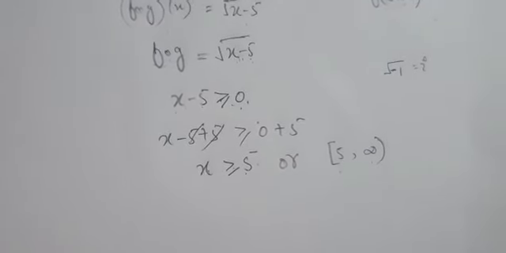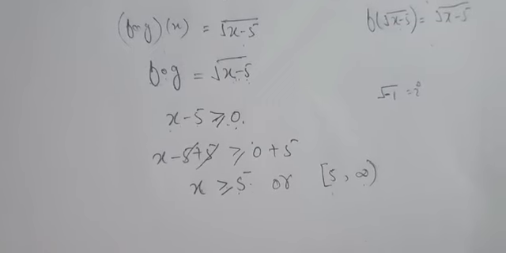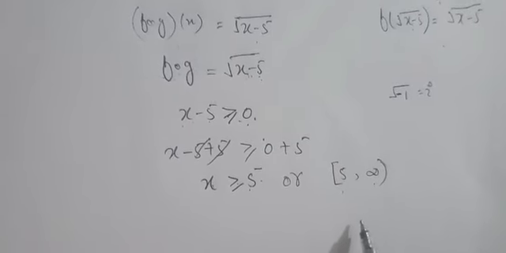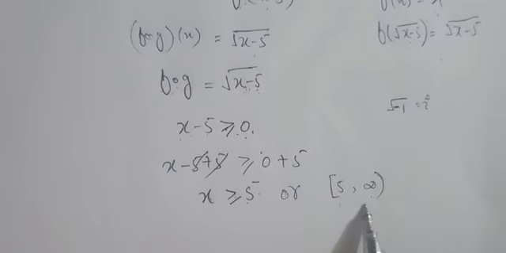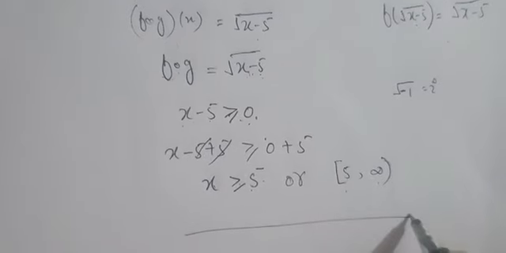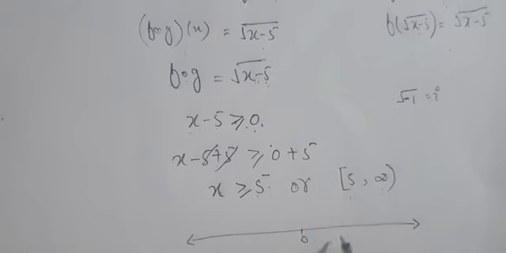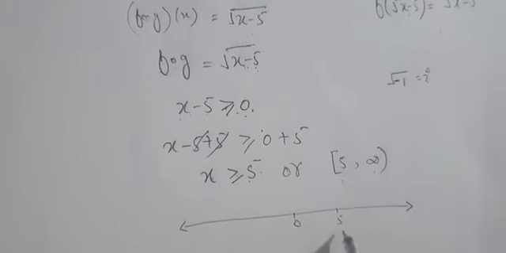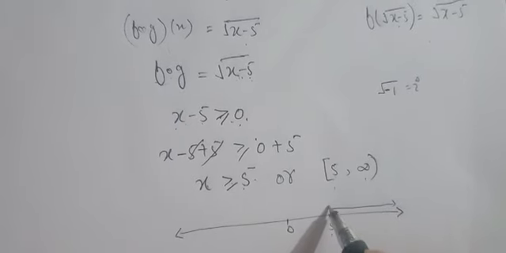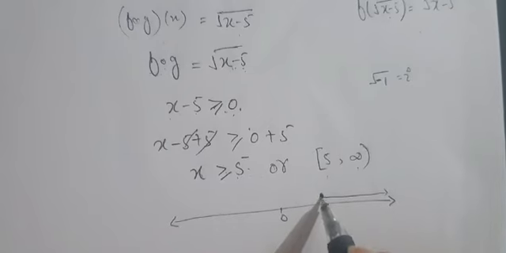I hope now you can do it on your own, how we can represent this on the number line. This is not difficult, let us do it. So maybe here we have the 5, so this is the domain, 5 itself is included.